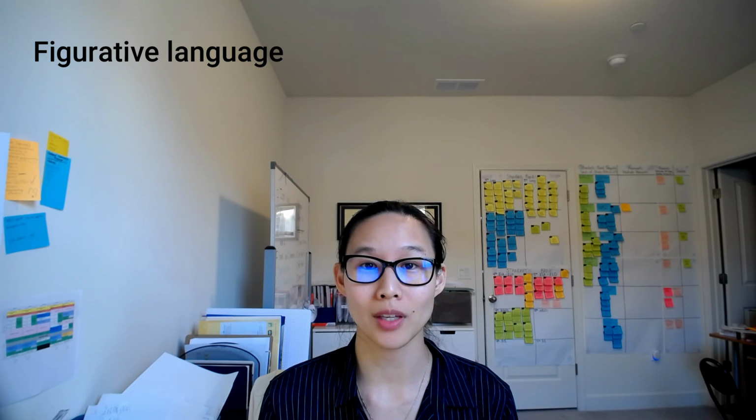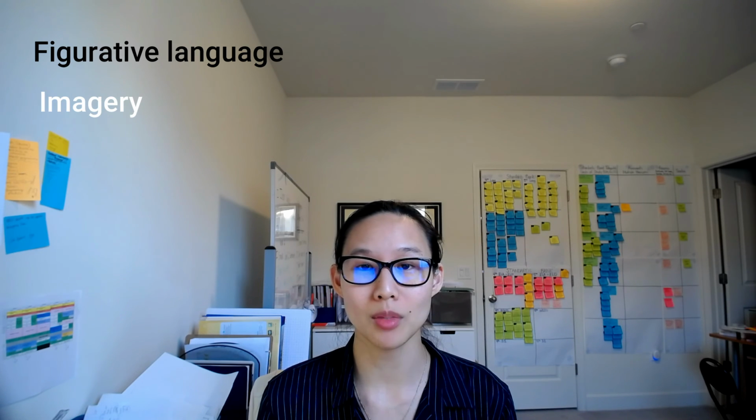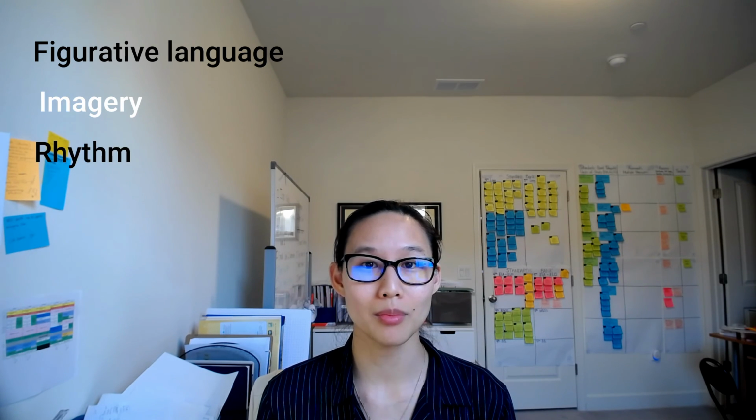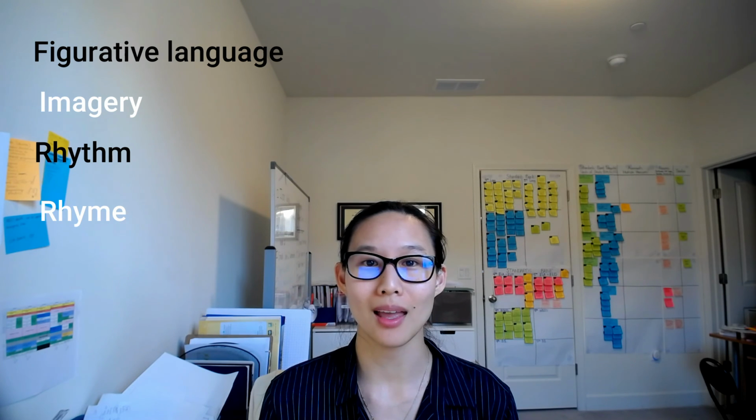So the next time when you are given a text and you're asked to identify what the genre is and it's poetry, remember, poetry needs to have figurative language, imagery, rhythm, rhyme, and meter.